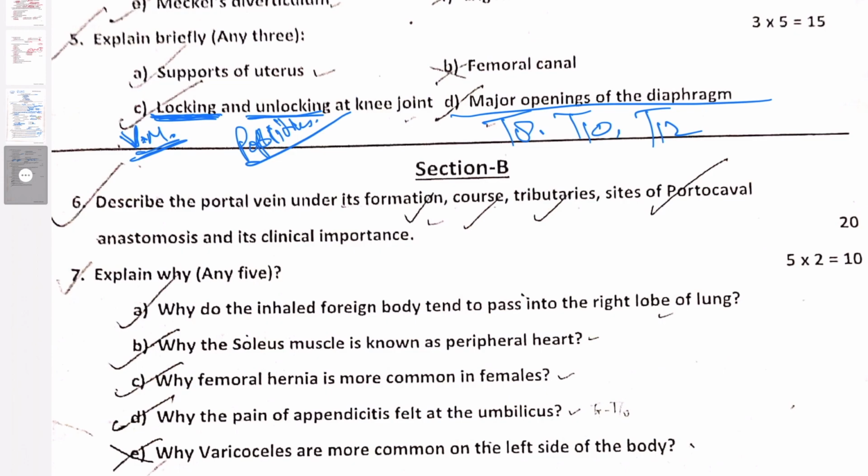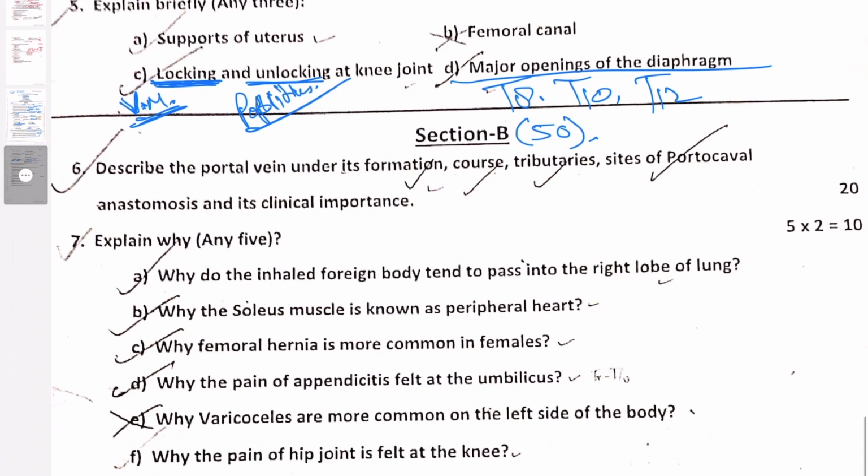This is section B again. This is of 50 marks. Question 6. Describe portal vein under its formation, course, tributaries, sites of portocaval anastomosis, and its clinical importance. It is a super important question, a long question of 20 marks. Always prepare this question before preparing for your exams.